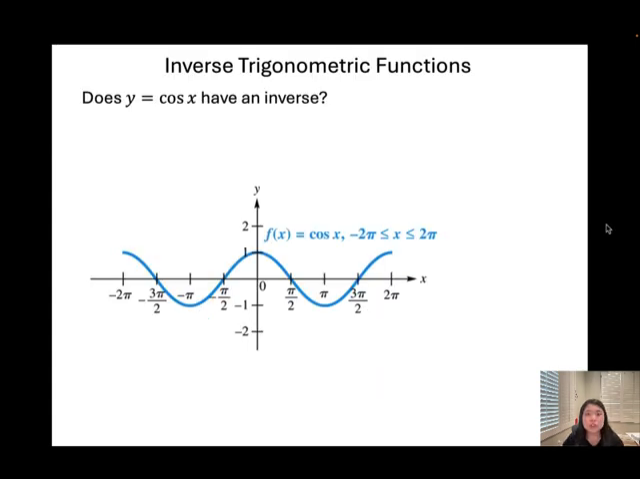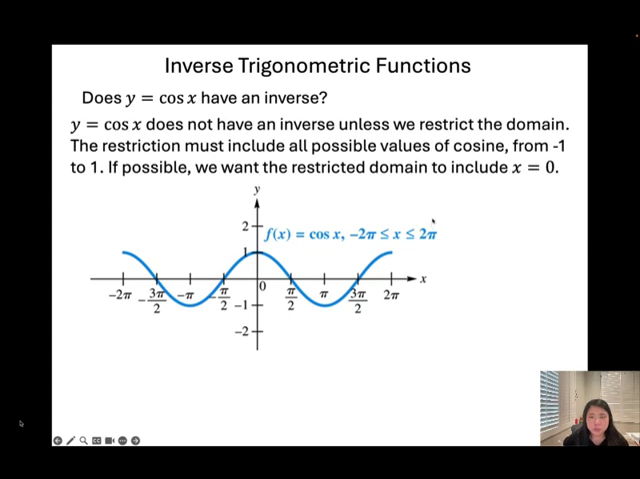Okay, now, inverse trigonometric functions. Does y equal cosine x have an inverse? Not really, right? Because if we want to find the inverse function, the function has to be a one-to-one function. Obviously, this is a periodic function. It won't be a one-to-one function, right? However, we could restrict the domain and then make y equal to cosine x have an inverse function.